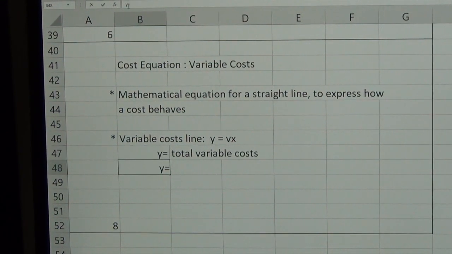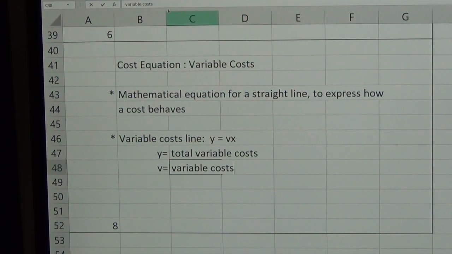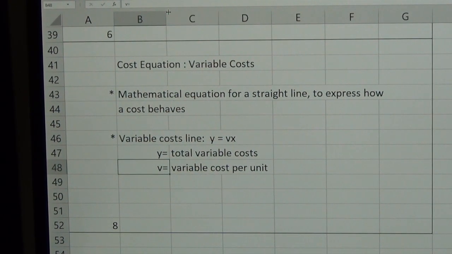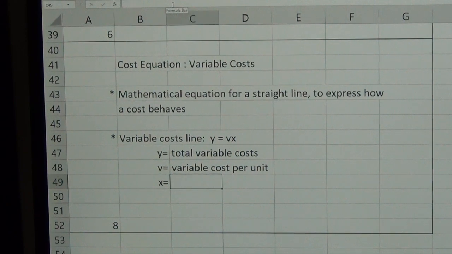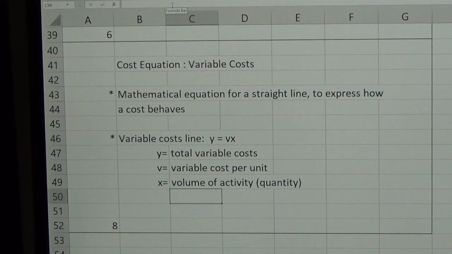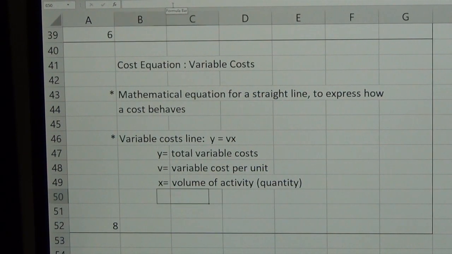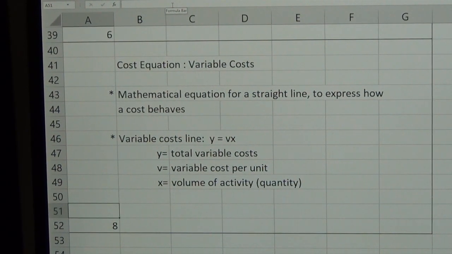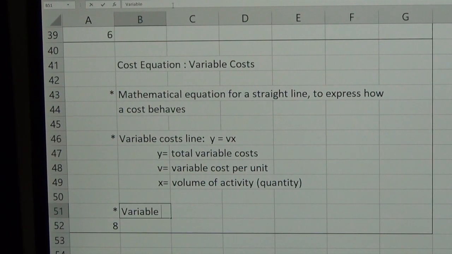All right, so then v, let's go ahead and change this. What does v equal? V becomes variable cost per unit. And then what you might already be figuring out is that the x must be equal to the volume of activity, or we could look at it as the quantity. Now, there's an assumption here, and the assumption is that variable cost per unit remains constant.